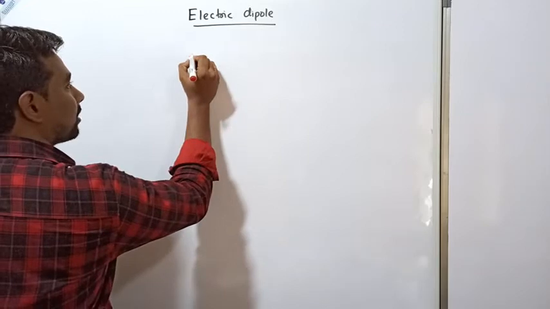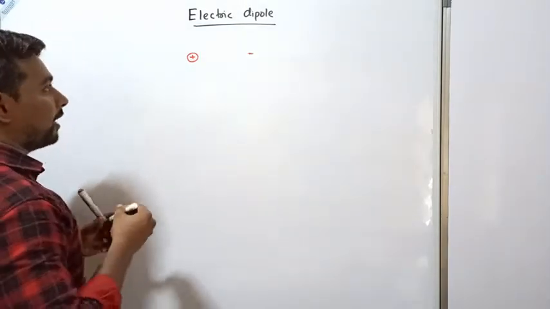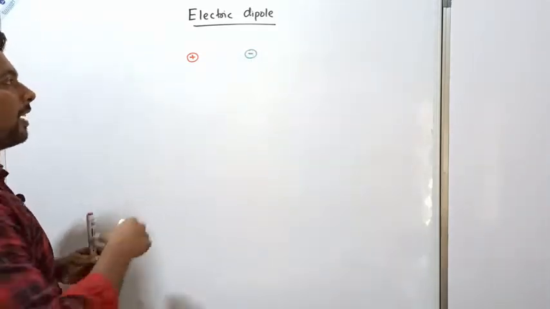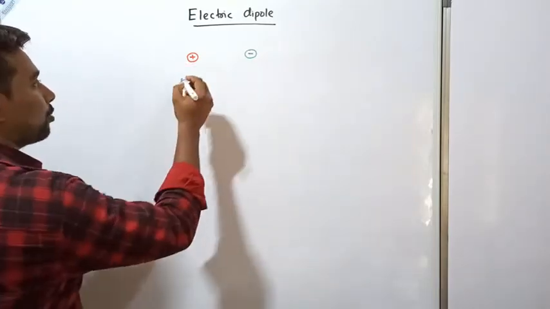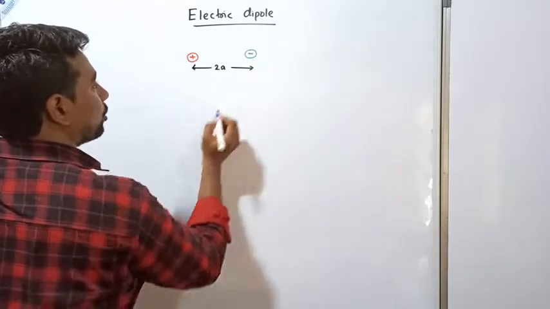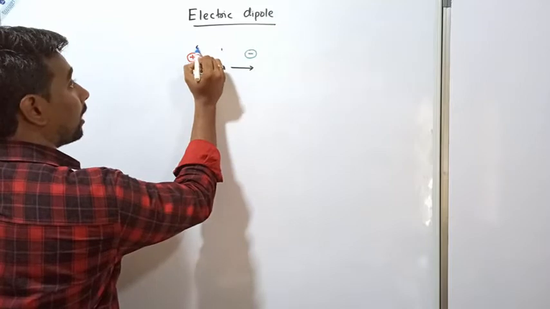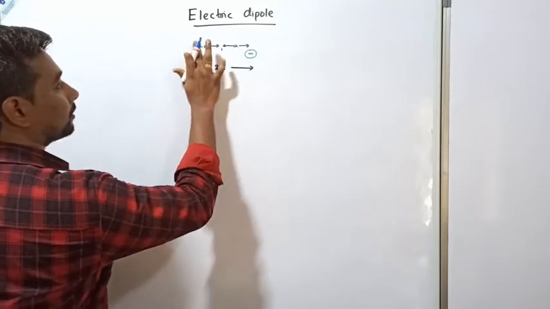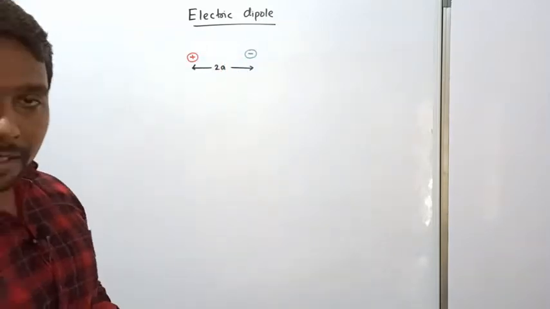Two charges means one will be a positive charge, another will be a negative charge. These two charges will be separated by a very small distance. Let's consider the distance between these two charges as 2a. 2a is the distance means from the center up to here it will be a, and from here a, that means 2a.